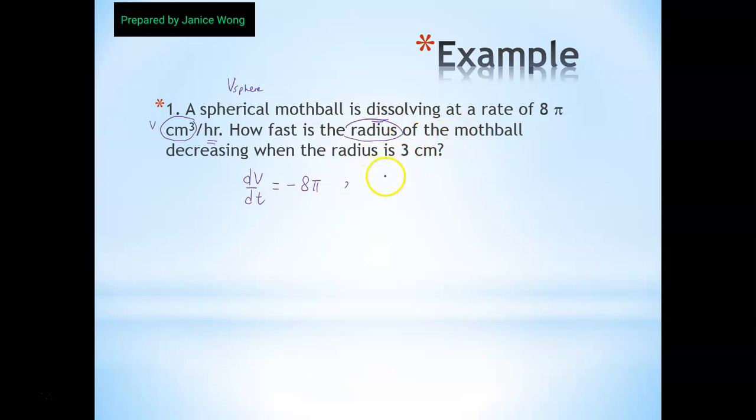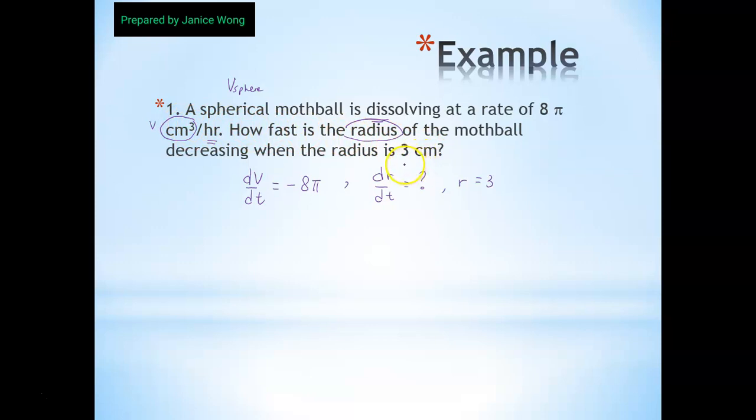So the question is asking for the rate of change of the radius. You want to know how fast the radius is changing. So dr over dt equals question mark. We need to find it out when the radius is 3 cm. First, double confirm the unit, no issue. There is no conversion needed.